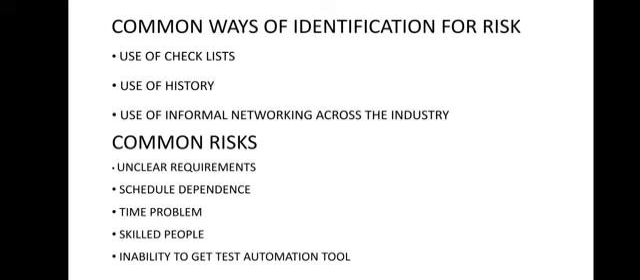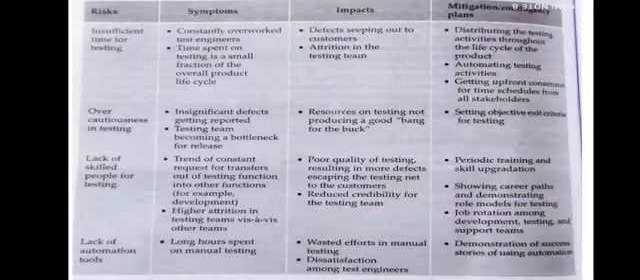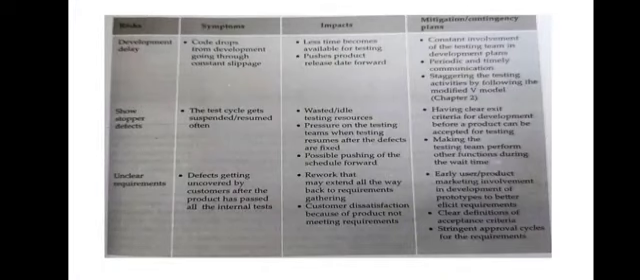Insufficient time for testing, if it is there, then obviously risk will be there. Availability of skilled and motivated people for testing should be there. If it is not, that means experts are not there, risks will be high. And if you have an inability to get a test automation tool, obviously risks will be high. We have summarized some risks, their symptoms, impacts, and mitigation plans in this table. You can see some risks on this slide. So you have to study all these points so that you can gain in-depth knowledge of this topic.